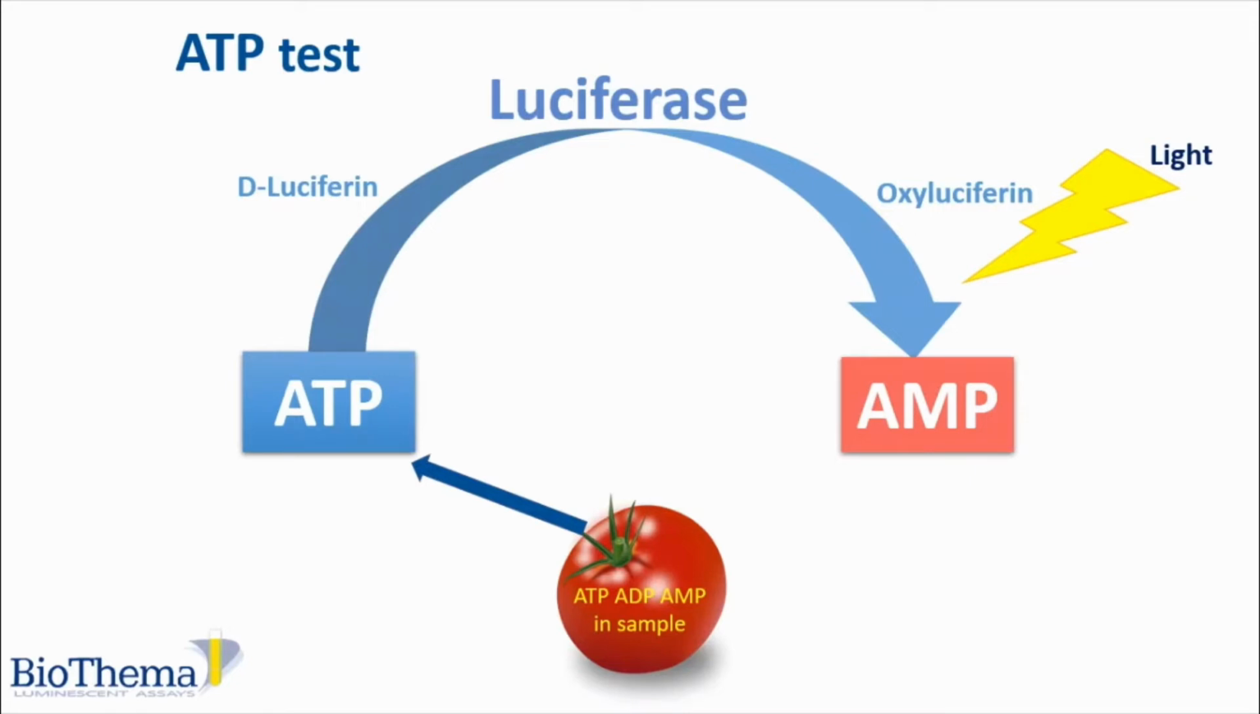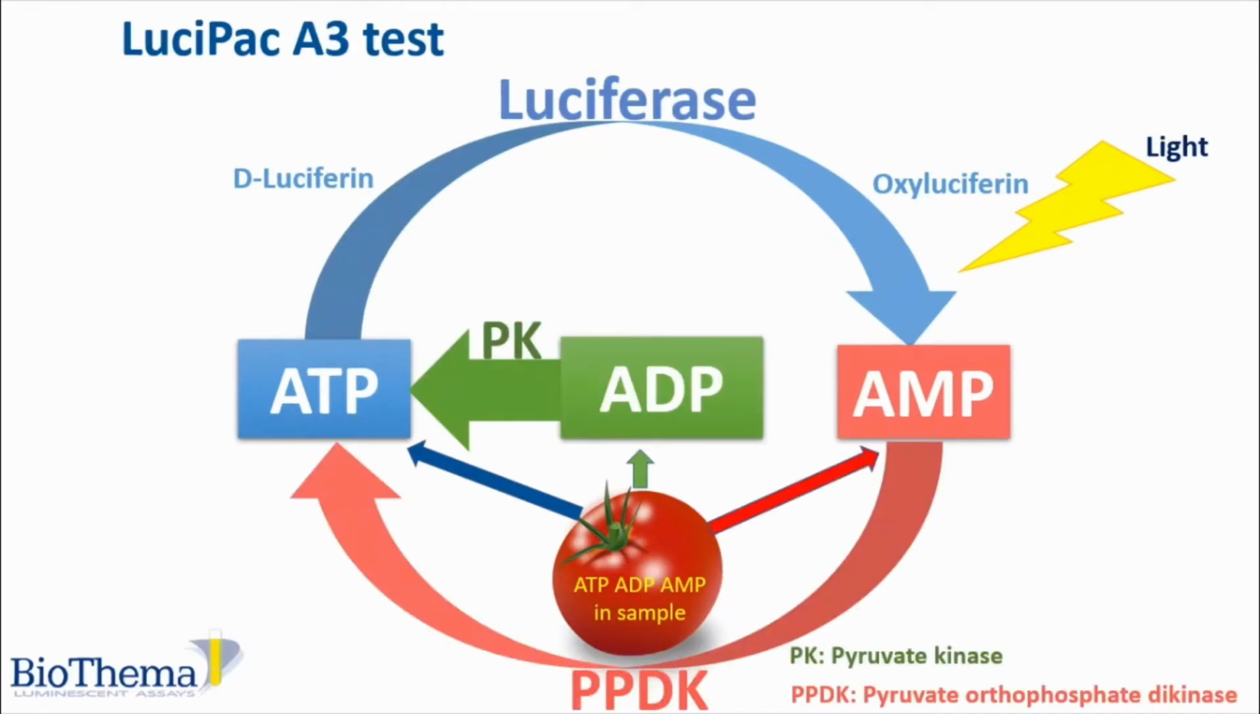The normal ATP test used by all competitors to Kikkoman is measuring only ATP, but there is ATP, ADP and AMP in the sample, but only ATP is measured. And the light emitted from the luciferase reaction is proportional to the ATP concentration.